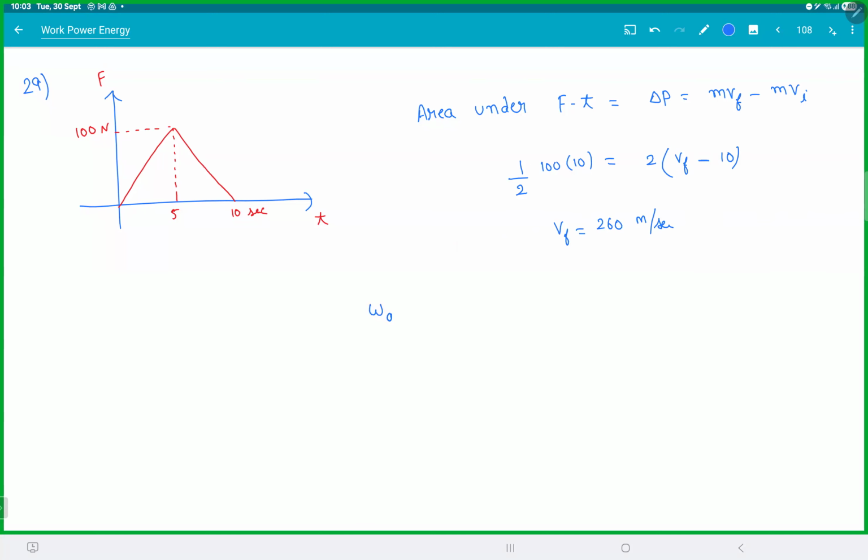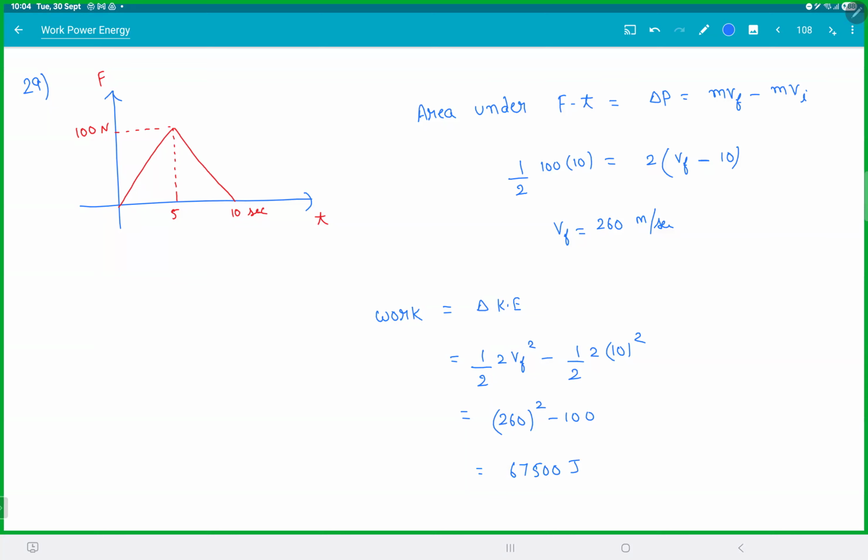Then what is work done by all forces? Work done by the force is equal to change in kinetic energy. That would be half into 2 into V final square minus half into 2 into initial speed 10 square. That would be 260 square minus 100. How much is that? Whatever, leave it there. That's how you get the answer. Clear? You can simplify it further. So this is 6,700,500 joules, it seems. I should have given the 10 newtons, but yeah.